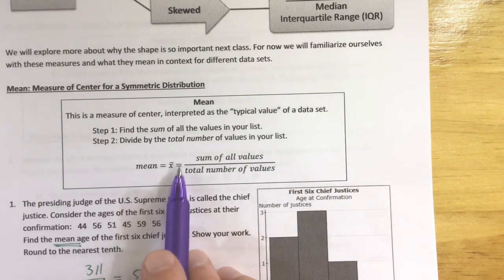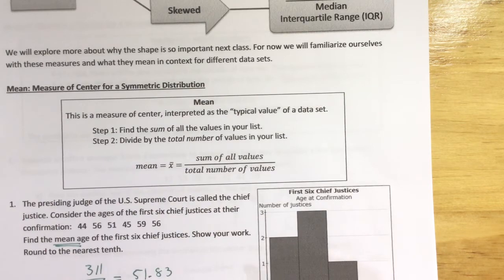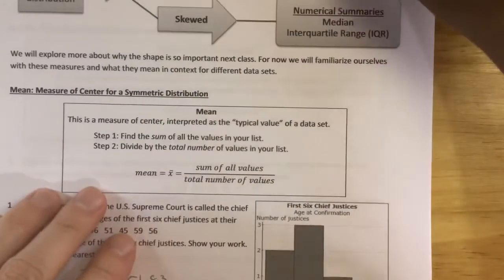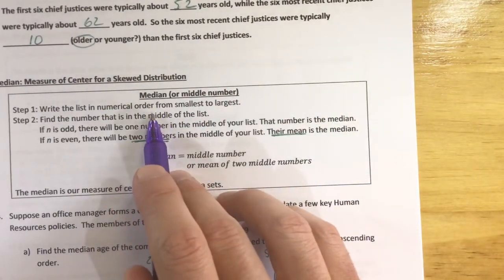Oh, that's a neat little symbol there. That's called X bar. It's just a way of describing mean. Different notation that you might not have ever seen. It's called X bar because there's a little bar on top of it. All right, median. Let me go ahead and pull that one up here real quick. The median is the middle number.